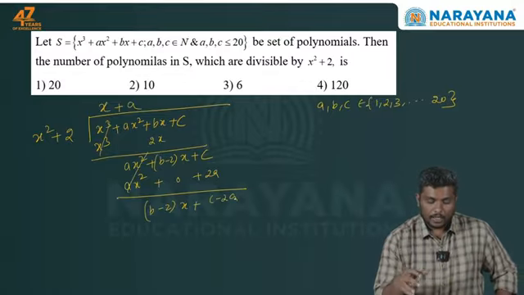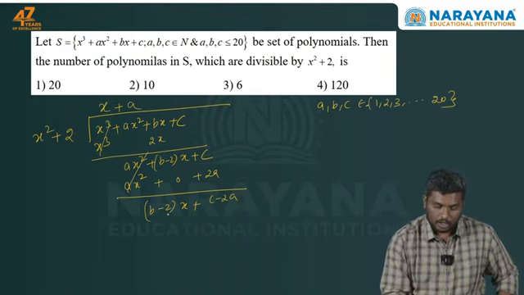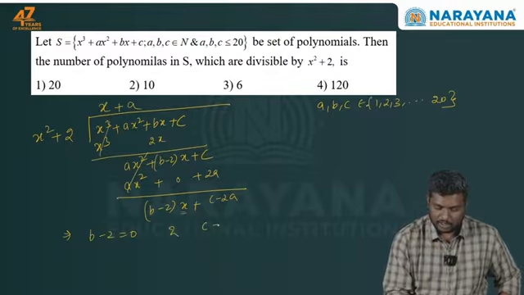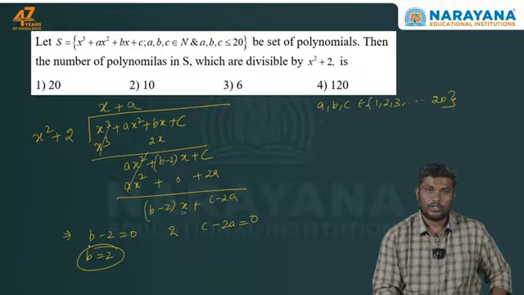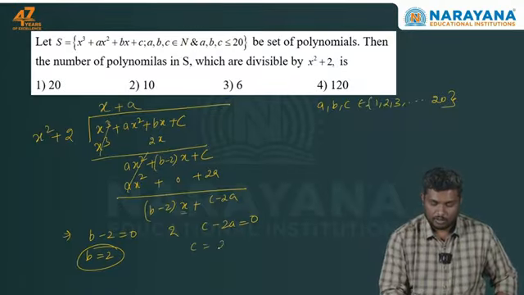Guys, for divisibility the remainder has to be 0, right? So this should not depend on x value. So here b minus 2 has to be 0. At the same time c minus 2a should also be 0. So b is 2. So b has to be 2. So definitely b has to take the value 2. So c is equal to 2a.